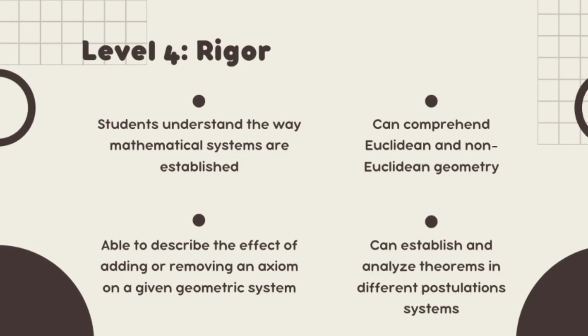Lastly, Level 4, Rigor. At this level, geometry is understood at the level of a mathematician. Students understand the way mathematical systems are established, can compare Euclidean and non-Euclidean geometry, are able to describe the effect of adding or removing an axiom on a given geometric system, and can establish and analyze theorems in different postulational systems.